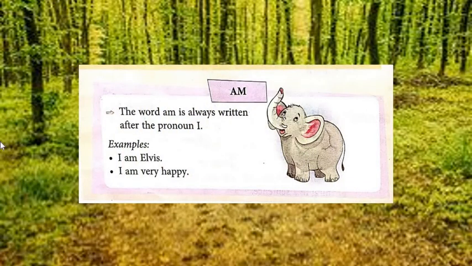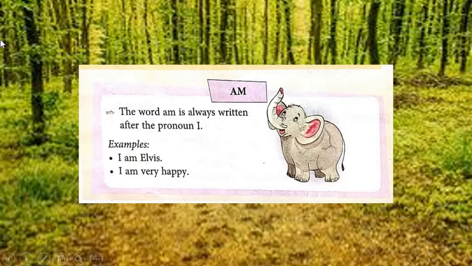So, now see "am". The word "am" is always written after the pronoun I. For example, I am Elvis. I am very happy. Understood? The word "am" is always written after the pronoun I.